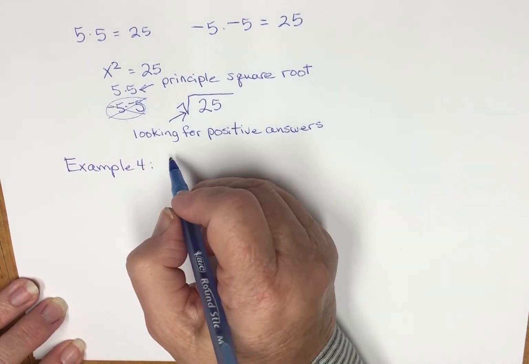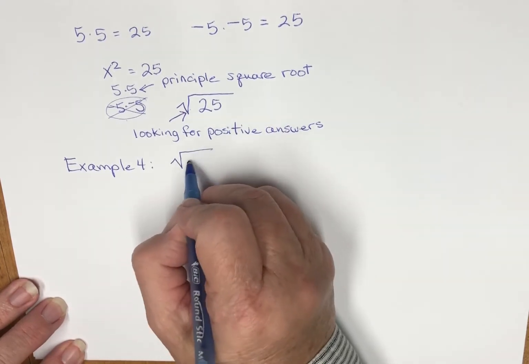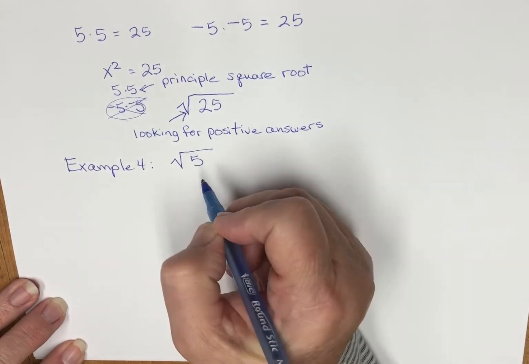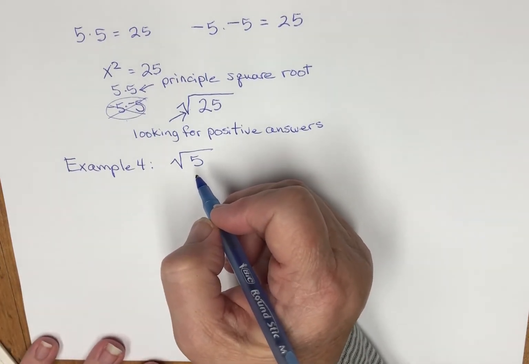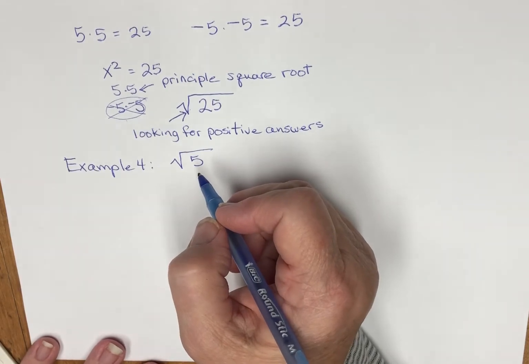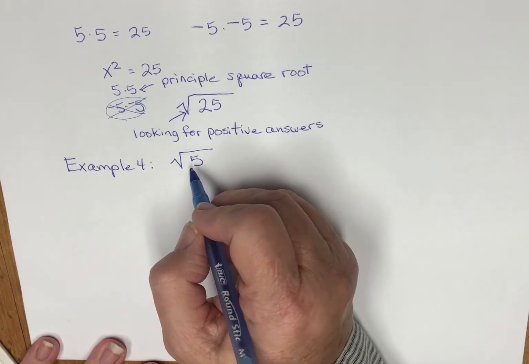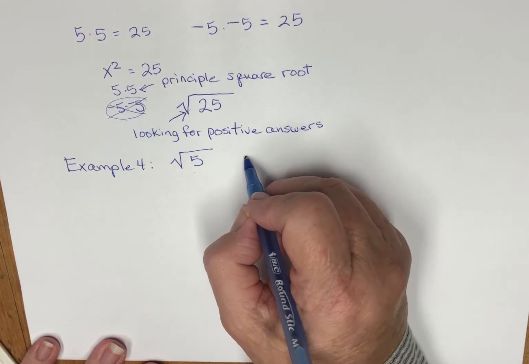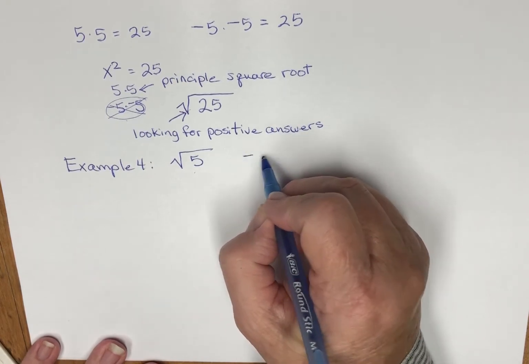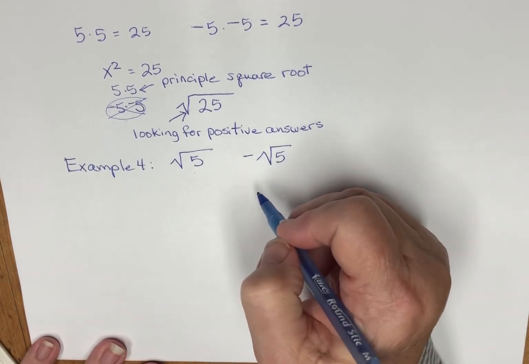So looking at example 4. What are the 2 square roots of 5? So we're going to take the square root of 5 and put it here. And this is one answer. The square root of 5 is the square root of 5, and we haven't solved that one. But we also could have another one, which is the opposite of the square root of 5. That would be the negative.